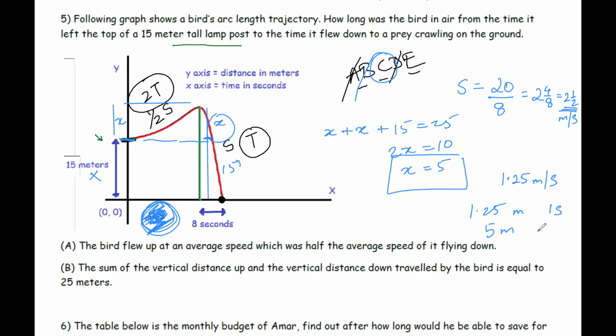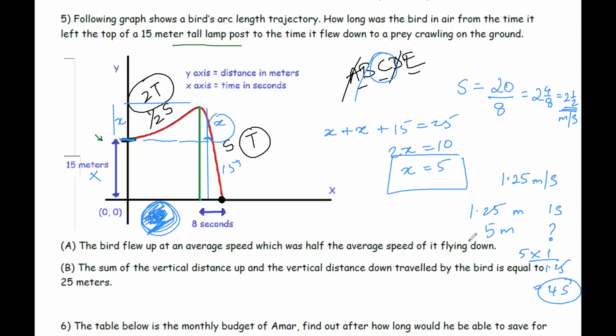The bird did not fly vertically up. It is the distance it covered. I mean, it is the displacement that took place after it covered a distance, right? Anyway, so these seconds we can find out: 5 into 1 upon 1.25, which we know is 4 seconds.